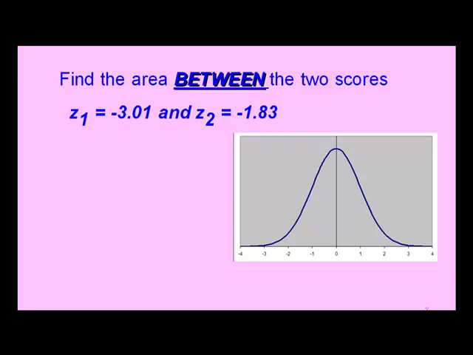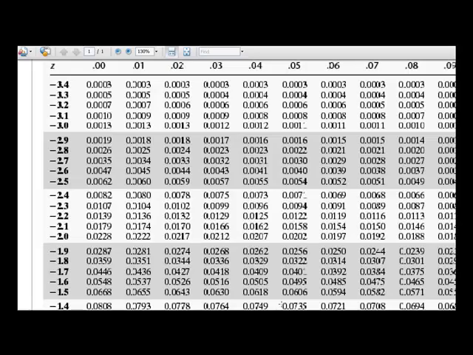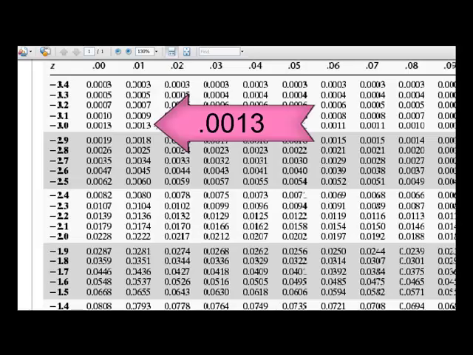Last example, let's look at two that are both negative. Negative 3.01 would be considered very unusual because it's outside the sigma limit of 3. The second one, also negative, negative 1.83. They both need probabilities. They both come from the negative probability chart. Negative 3.01 would give us a probability of 0.0013.